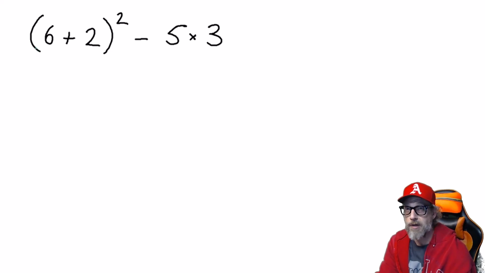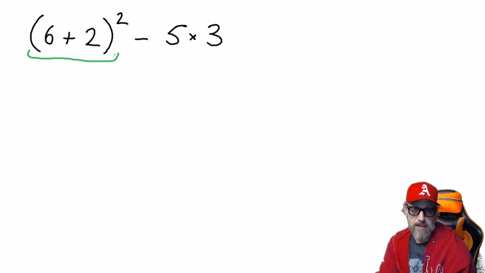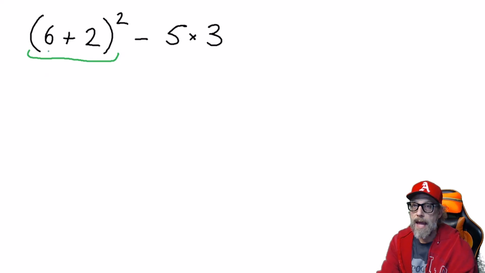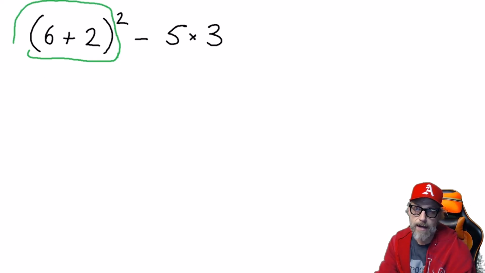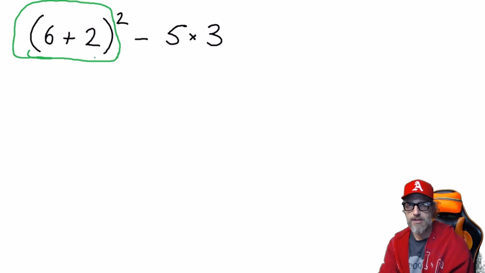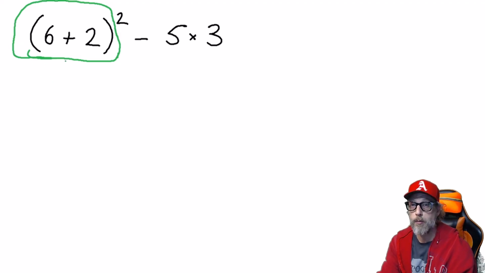So back to the problem. Group 6 plus 2 in parentheses. I'm going to underline that set of parentheses, that group. And that's what I'm going to do first. I'm actually going to be leaving that exponent out because it's not in parentheses. I'm focusing just on the group. And I see 6 plus 2 in the parentheses.